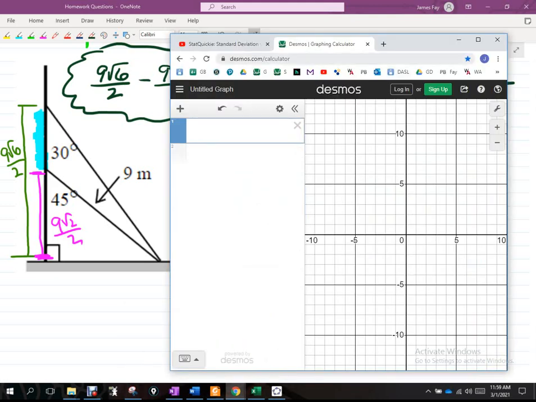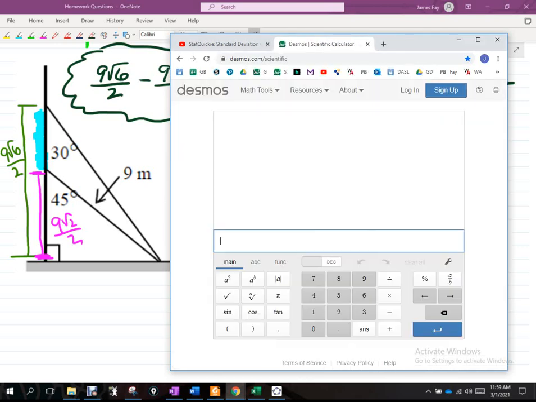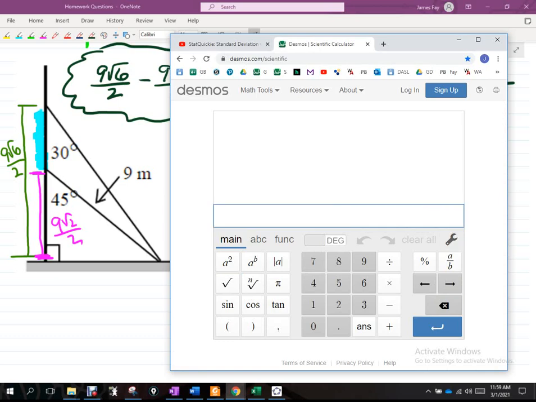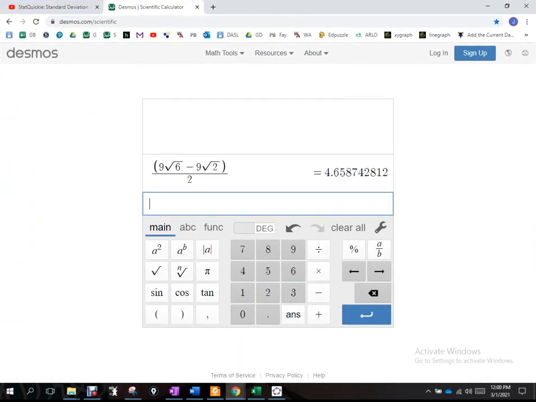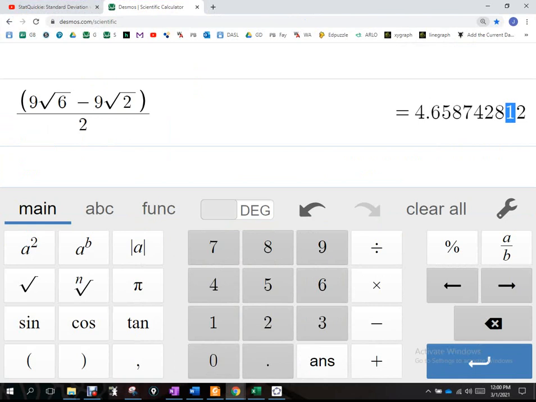If I were to take, we did all this work without ever changing a radical to its decimal version, right? So when I get 9 square root of 6 minus 9 square root of 2, all of that over 2, right now we can be guaranteed that that number right there is 100% a 1. That make sense to everybody?